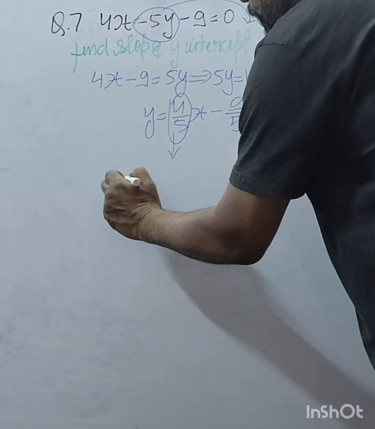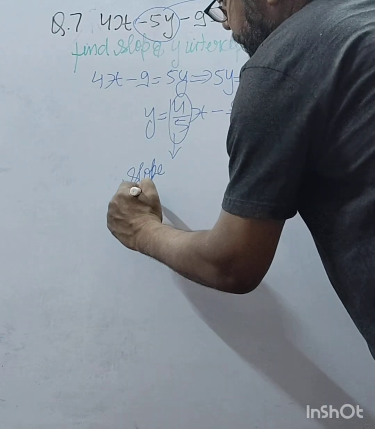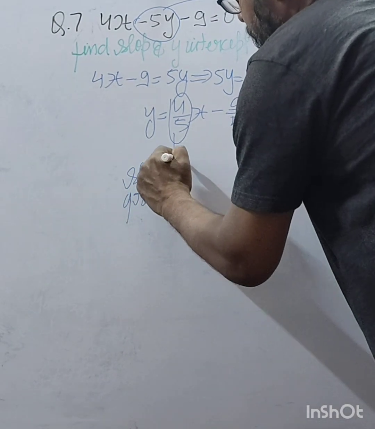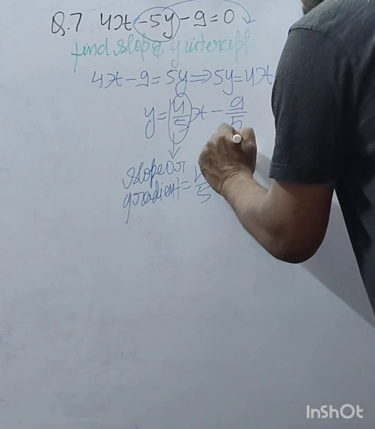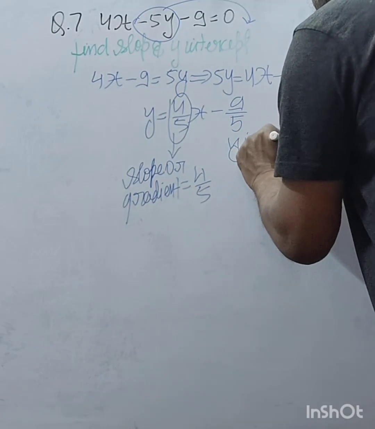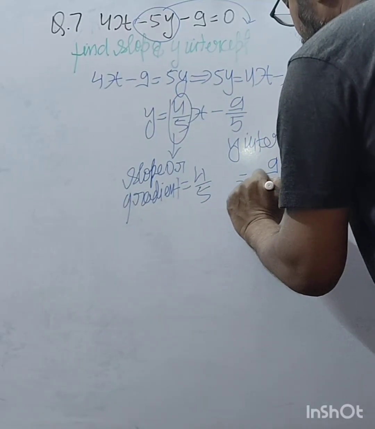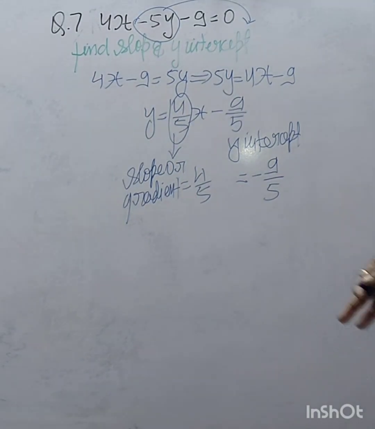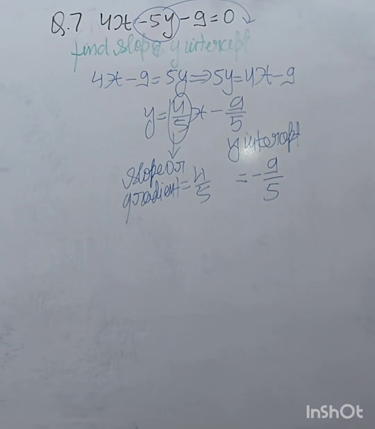So you have slope or gradient is equal to 4 by 5, and this is the y-intercept, which is equal to minus 9 by 5. You get this? So this is the solution.